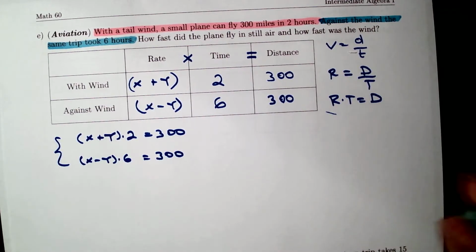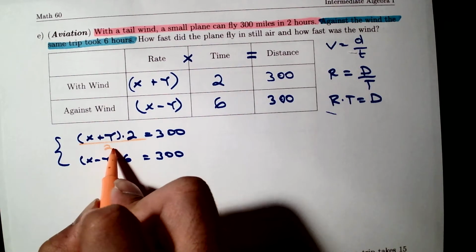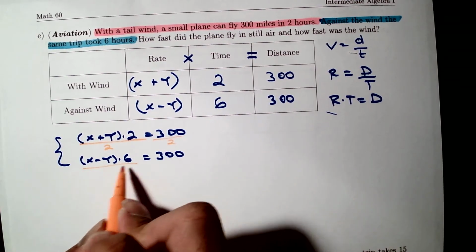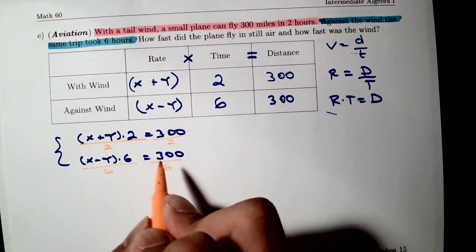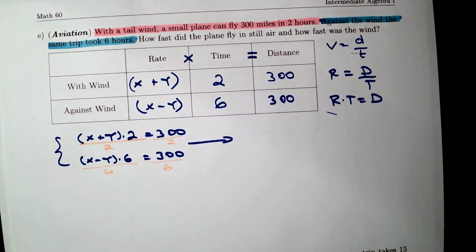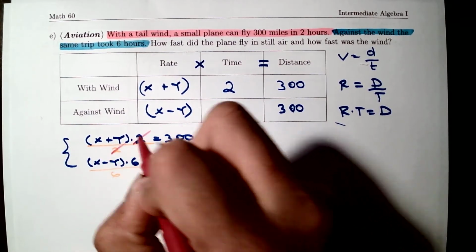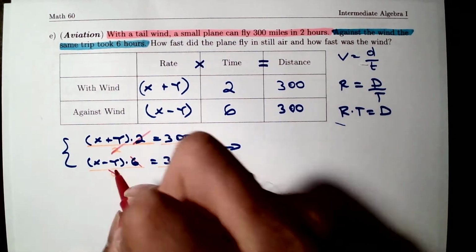So in this case, I'm going to change the game here just a little bit. What we're going to do is divide both sides by 2, and both sides by 6 on the second equation. That's going to give us a new system of equations, well, actually an equivalent system of equations, in which this 2 over 2 cancels and 6 over 6 cancel.